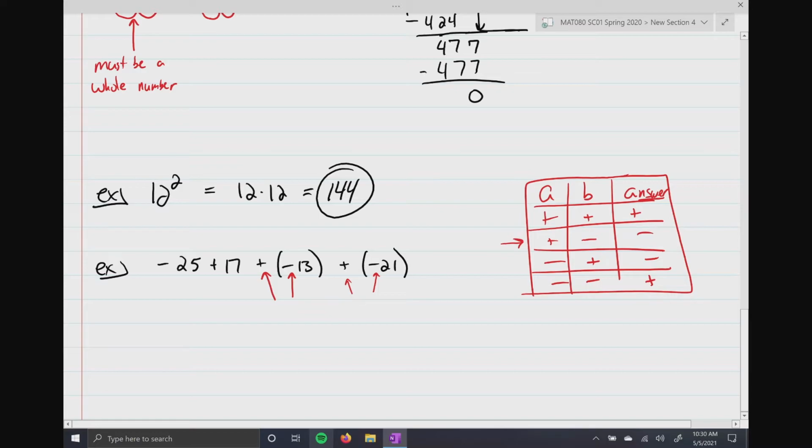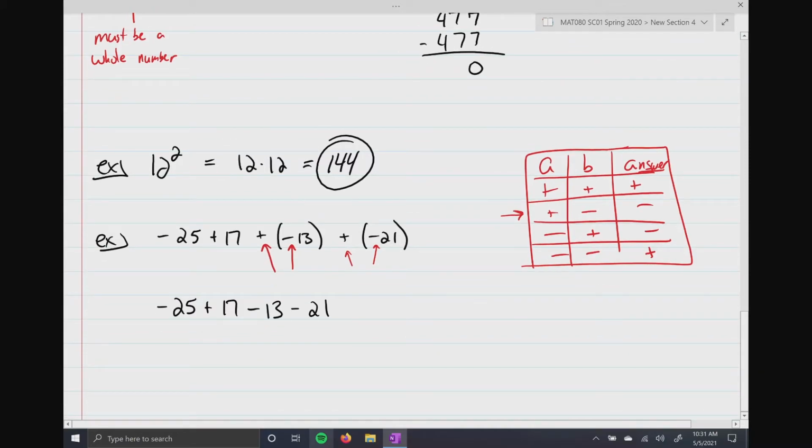So the first thing I'm going to do is I'm going to rewrite the problem. And instead of writing plus negative 13, I'm just going to write minus 13. And instead of writing plus negative 21, I'm just going to write minus 21. In other words, I took care of those signs first because they were back to back and it annoyed me.